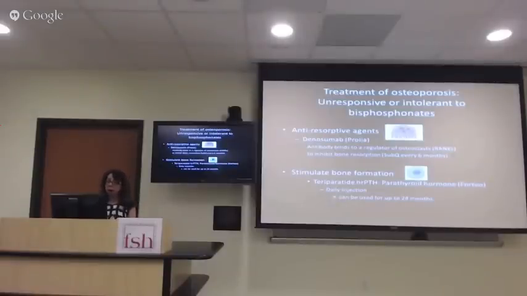Another class of drugs that are used for treatment of osteoporosis are ones that stimulate bone formation, which I mentioned briefly. Hormones have been synthesized. Parathyroid hormone and calcitonin can be given. And it's not the first-line therapy. They have side effects as well, but it is an alternative if you can't tolerate or you're not responding to the bisphosphonates.